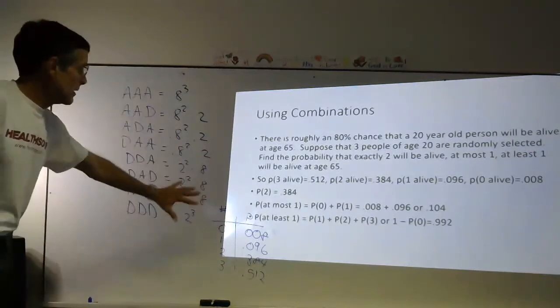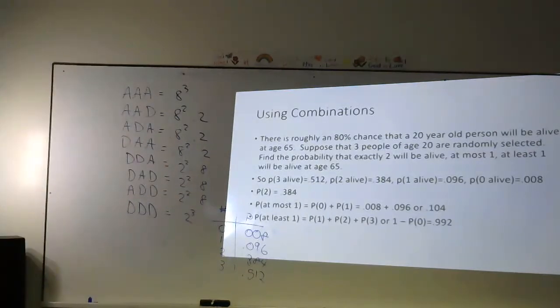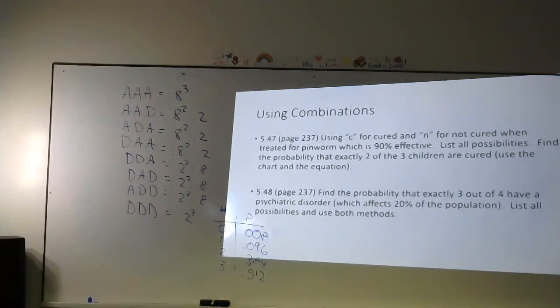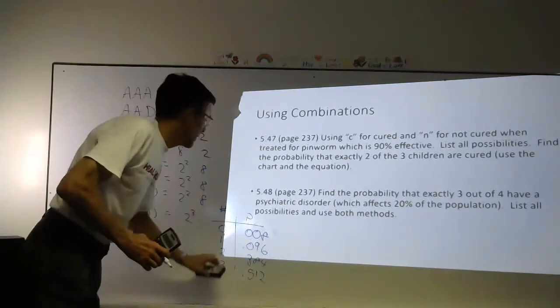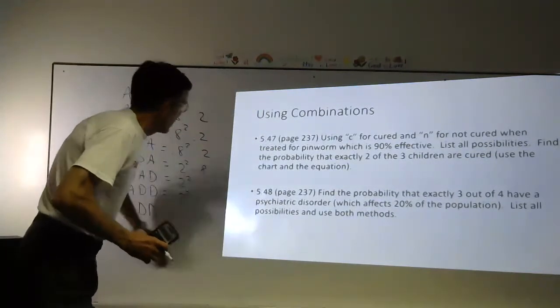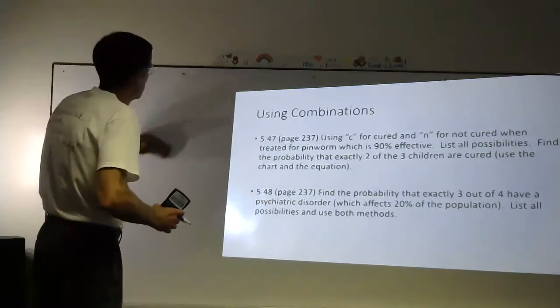Now, this is a heck of a lot of work, listing all the possibilities and then finding all the probabilities. So in other words, wouldn't it be great to have a shorter way of doing it, okay? And that's what we're going to talk about next, a shorter way of doing it.